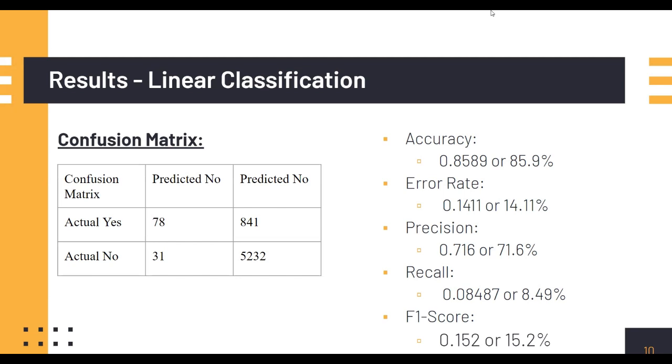In terms of the performance measures, the accuracy reads at 85.9%, the error rate reads at about 14.11%, the precision reads at 71.6%, the recall reads at about 8.49%, and finally, the F1 score reads at about 15.2%.